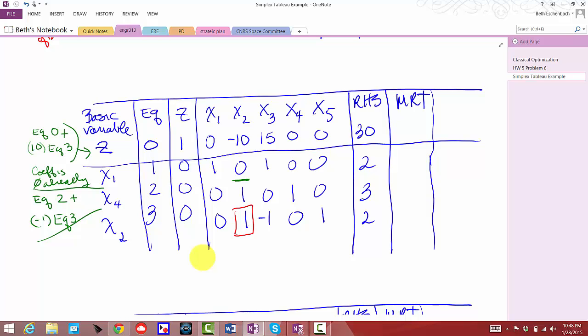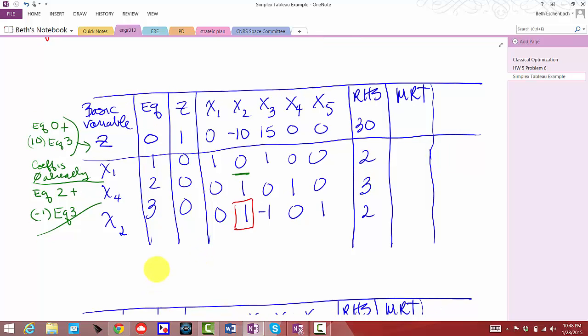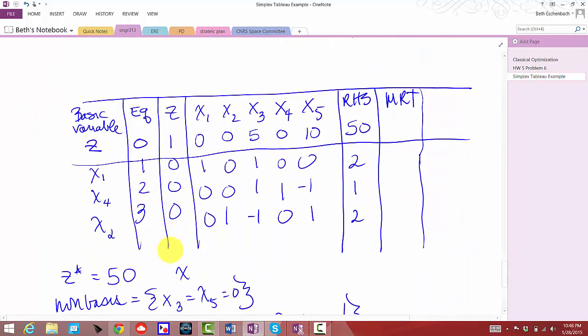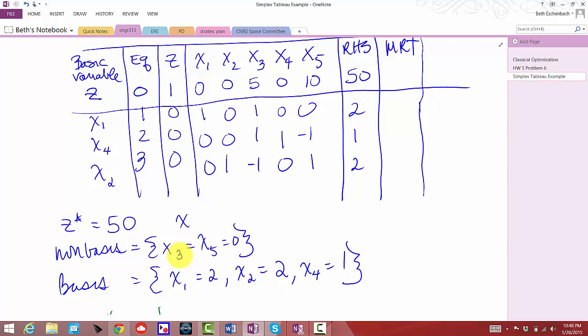Next, I'm okay with equation 1 because it already has a 0. My coefficient's already 0 there. And I look at equation 2 and I say, all I have to do is subtract equation 3 from that and I'll be good to go. So I do those elementary row operations, I do that math, and here's my updated simplex tableau.